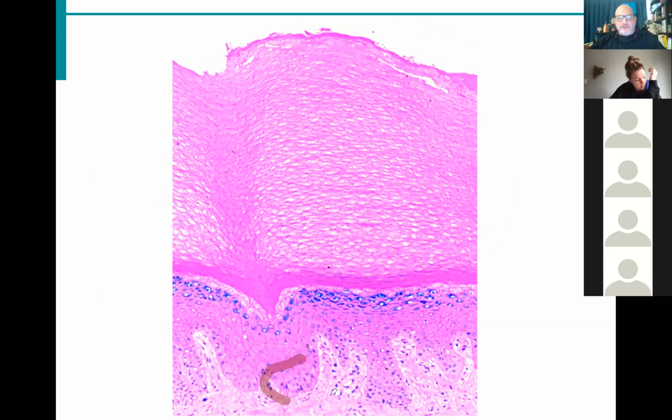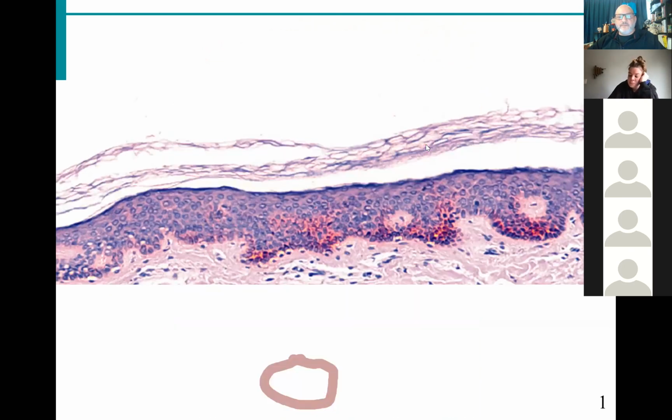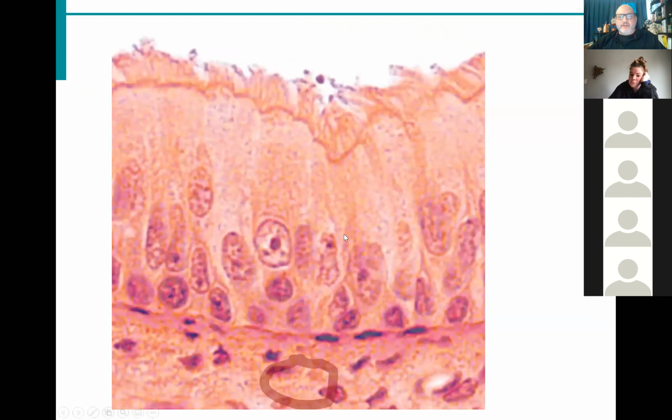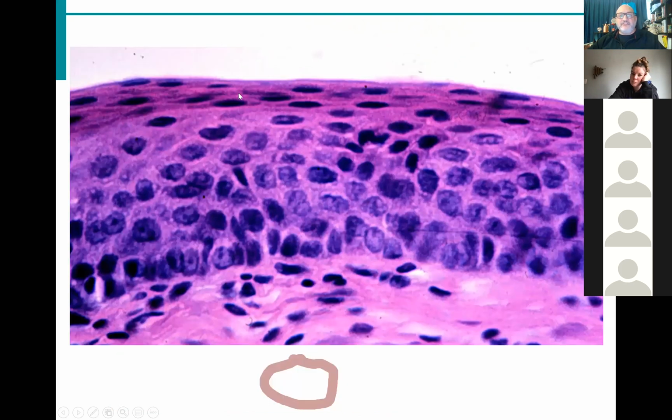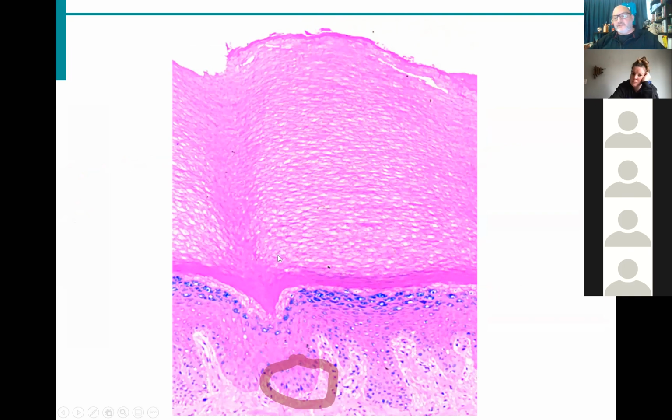So again, notice, if we look down at the bottom, the basal surface of this, they all look the same. We can tell these three apart by looking at the top. Cilia on top, living cells on top, dead cells on top. The apical surface is what tells you which of these three tissues are which.